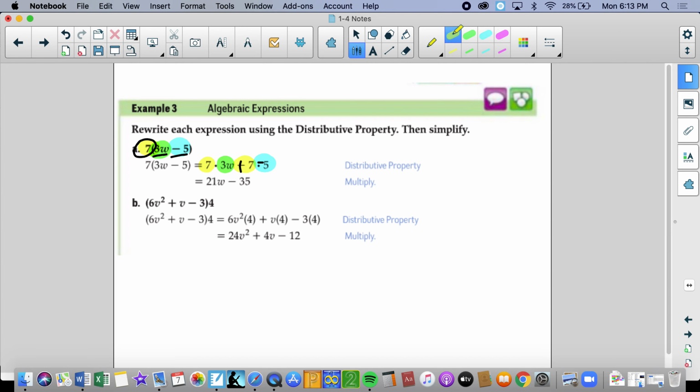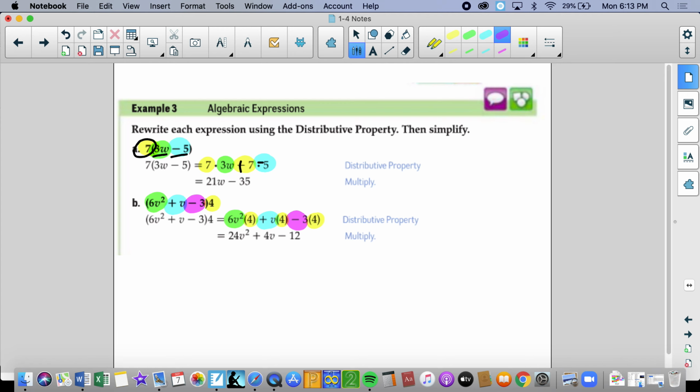What are we distributing in this next problem? We're distributing a 4. So I want to see a positive 4 being distributed to the 3 terms. What are the 3 terms? My first term is 6v squared. My second term is positive v. And then my third term is negative 3. Notice it worked this time because they put it on the backside.